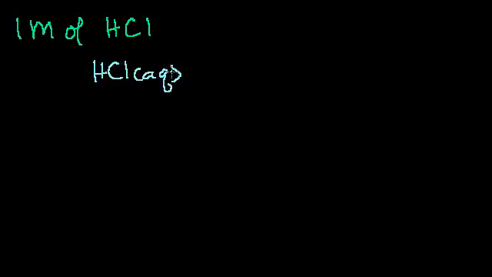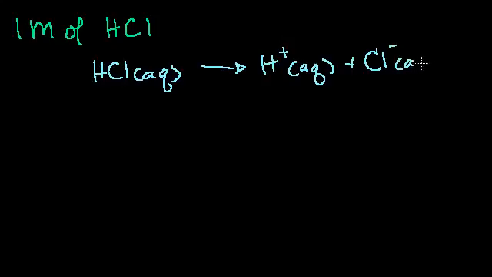Let's say I have 1 molar of a strong acid. Let's say it's hydrochloric acid, HCl. And we know, of course, that since it's a strong acid, it dissociates completely. So HCl in an aqueous solution, or solution of water, dissociates completely into hydrogen ions in an aqueous solution, which is really hydronium. I've said that multiple times, plus your chlorine anion in an aqueous solution.